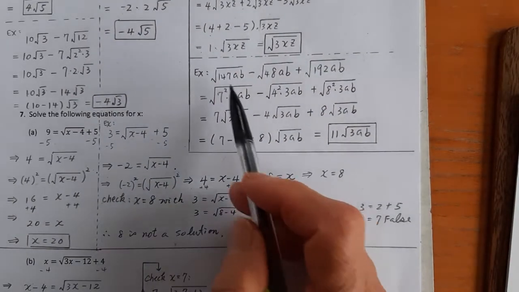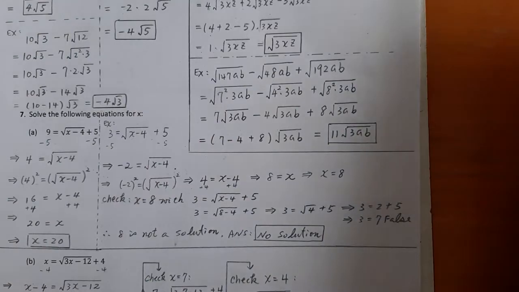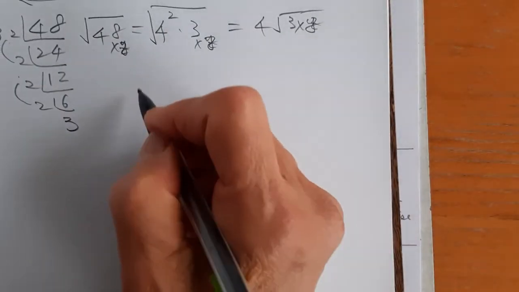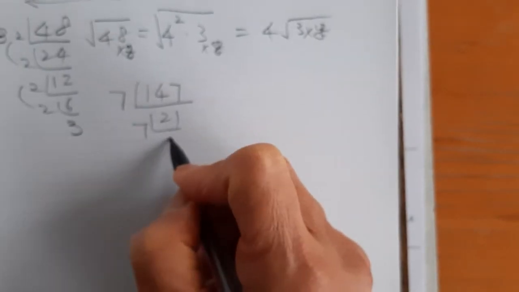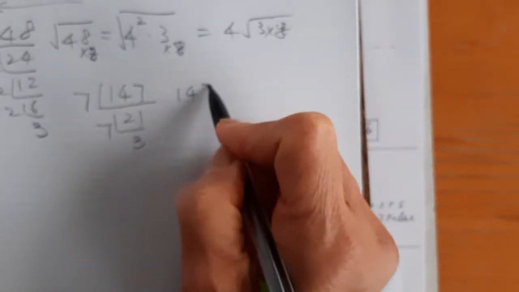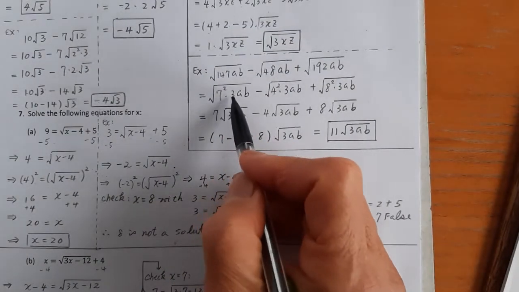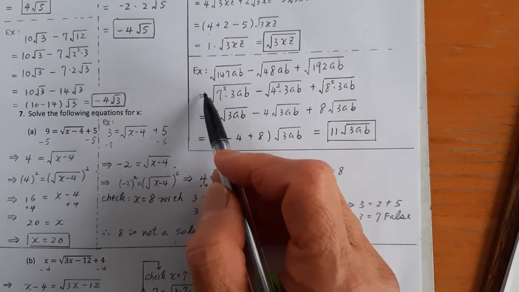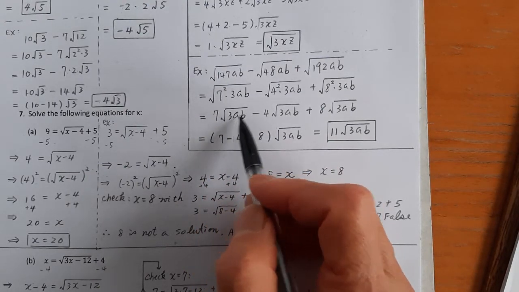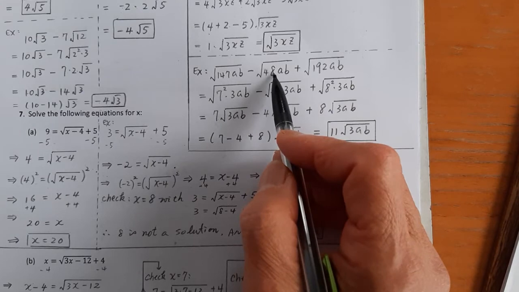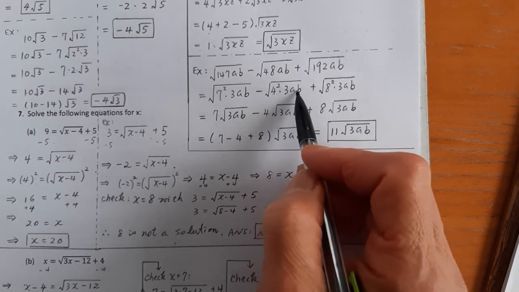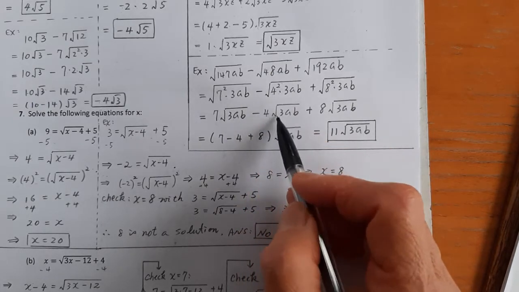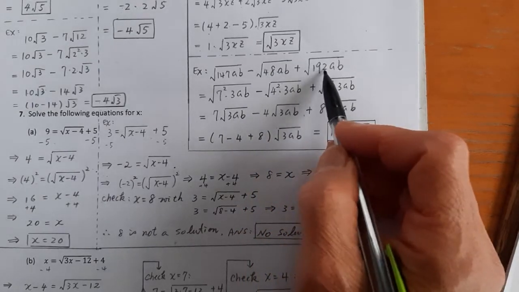And the next one, 147. 147, we can do prime factorization. Divided by 7, 21, divided by 7, it's 3. So 147 is 7 squared times 3. 7 squared, square root out is 7. Square root of 3ab. 48 divided by 3 is 16. 16 is 4 squared times 3ab. 4 squared, square out 4, square root of 3ab. And 192.